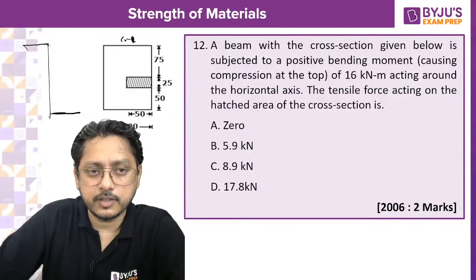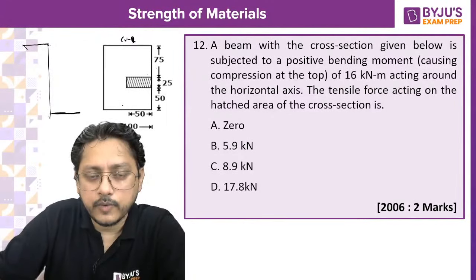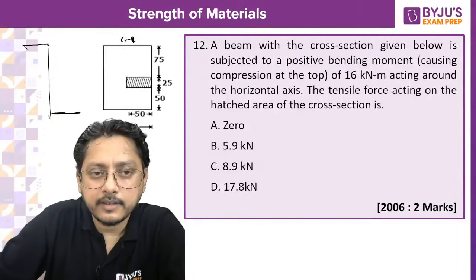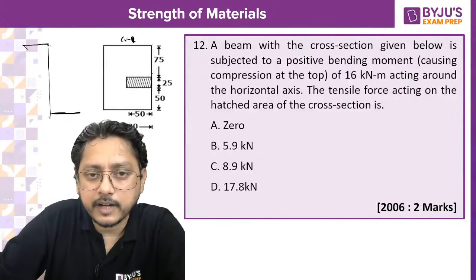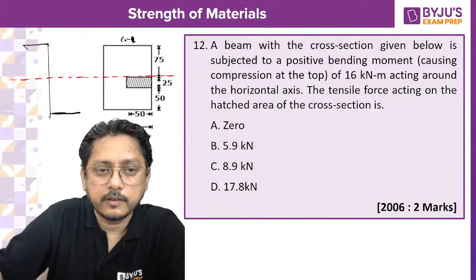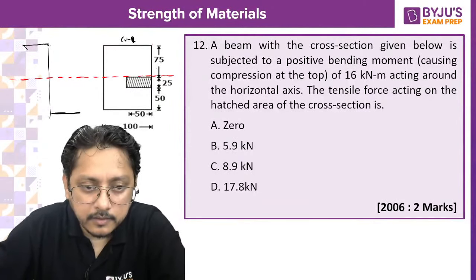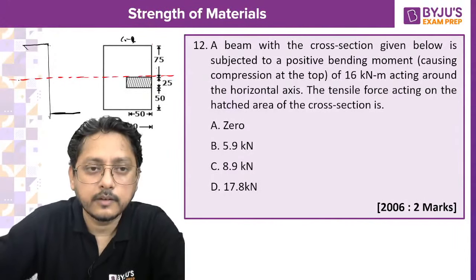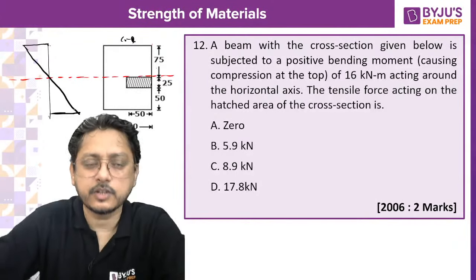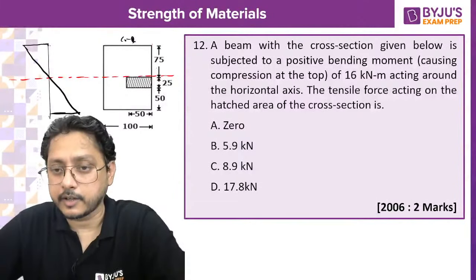So this is the variation. And where is the neutral axis for this one? The neutral axis is at this location. This is the mid of that, no? So just draw this line. Now this is the variation of the bending stress across the section, across the depth.